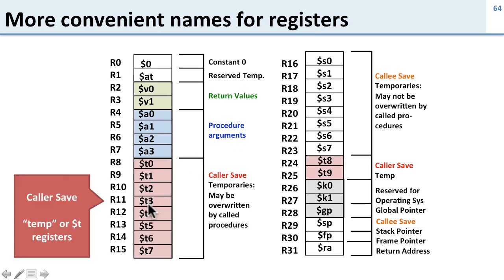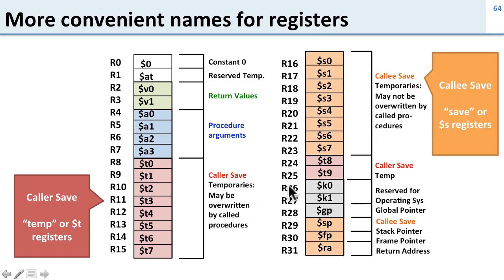So these T registers, T0 through T9, are temporary registers. The idea here is that if the caller uses anything in a temporary register, then it has to save it. The other registers we have here, these S registers, are saved registers. That means that the callee has to save those. So from the caller's point of view, the saved registers are automatically saved because the callee has to save them, and it's only the temp registers that the caller has to worry about saving.